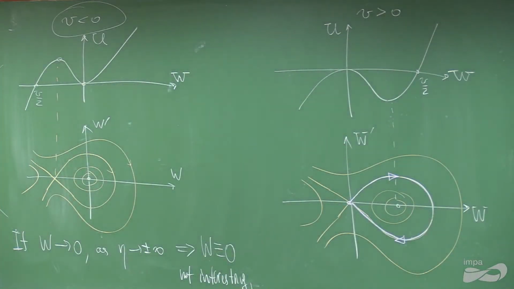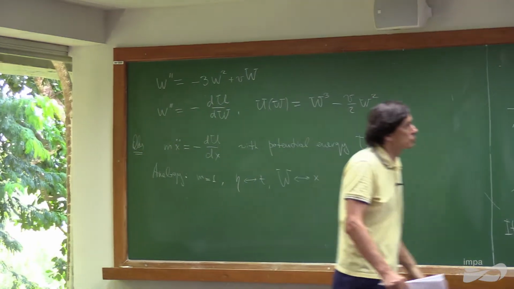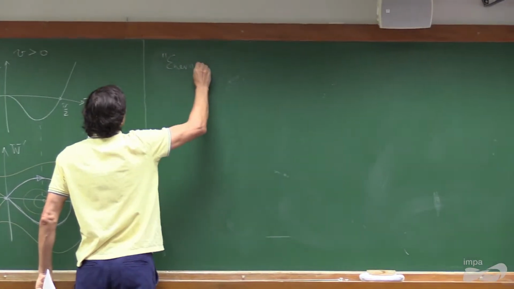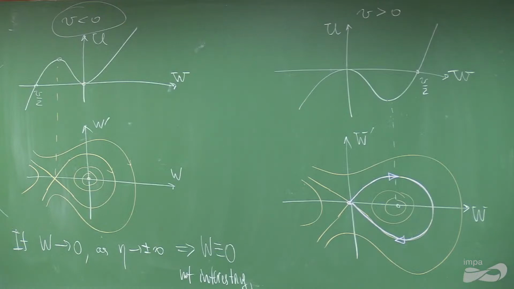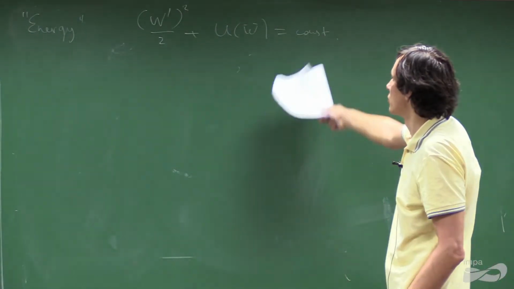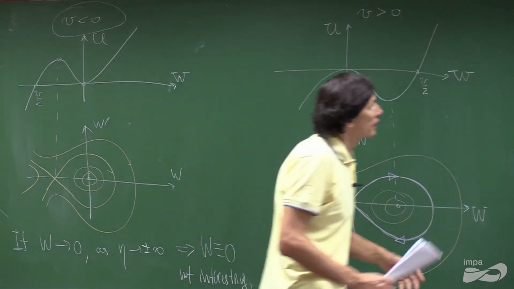Let's remember that this is a motion of a particle with a potential energy. So it conserves energy. So the energy for this equation should be conserved, and energy is W prime squared by 2 plus U(W). You can just differentiate and see that it's conserved, but we already know. And so this is the energy.